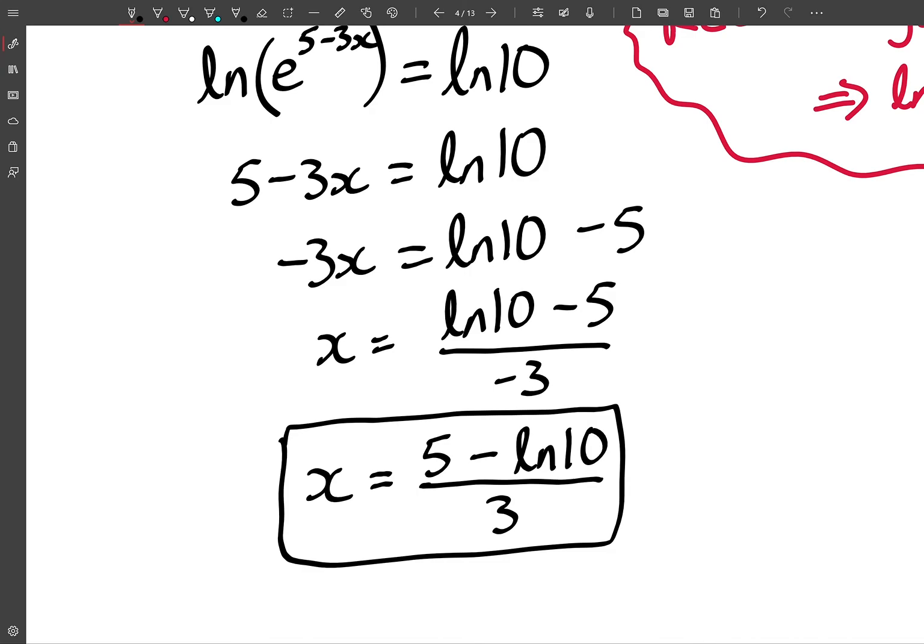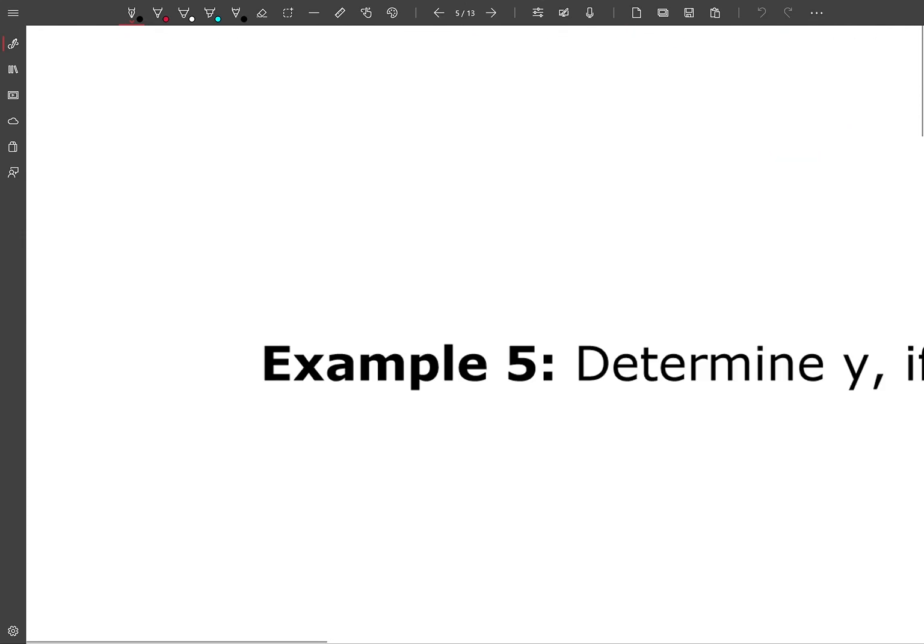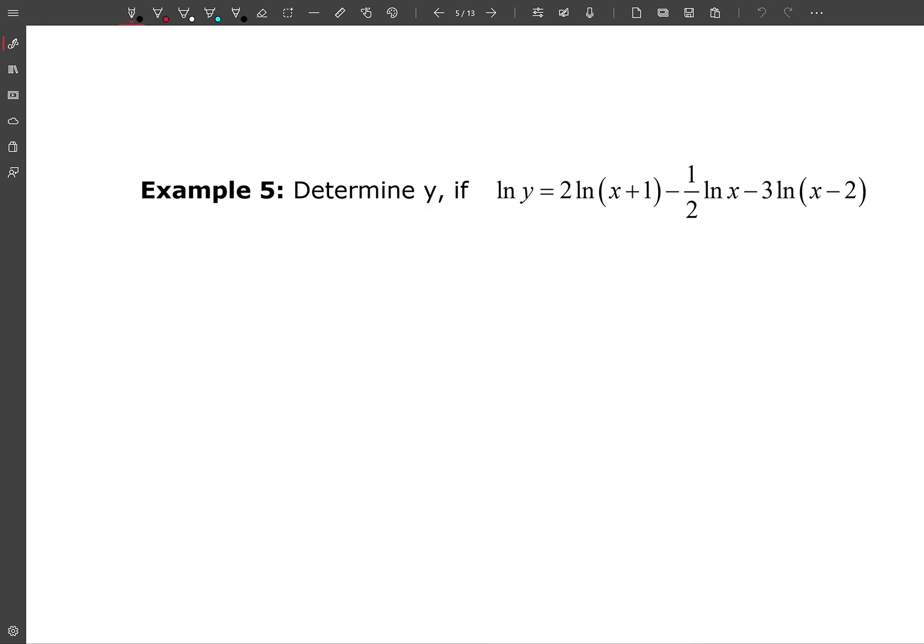Done. All right. So getting really comfortable with your log laws is really important for this. Review log laws if you don't remember them. They're really important. Log and natural log rules are really important that you remember.